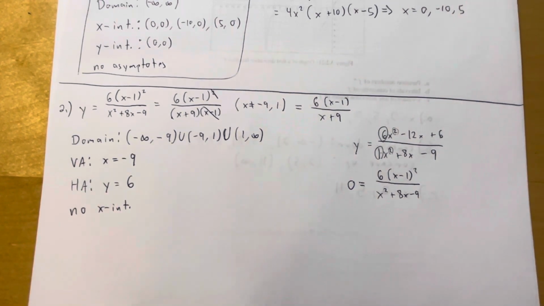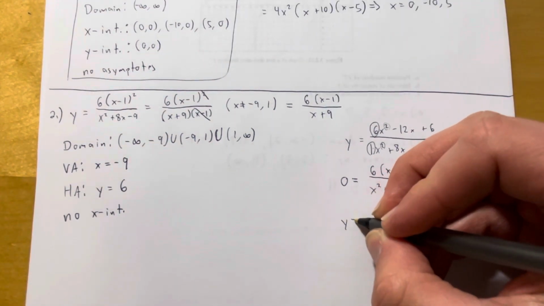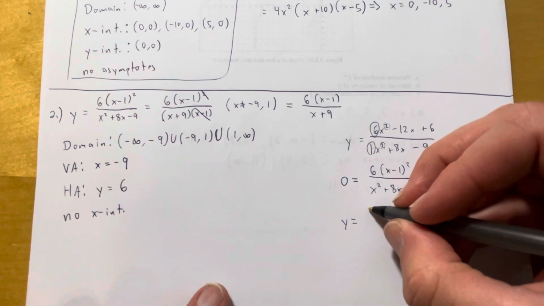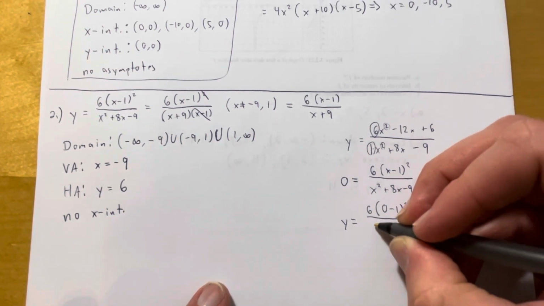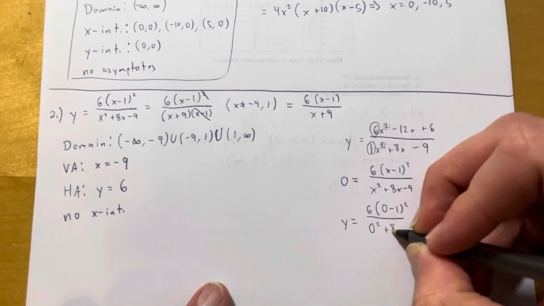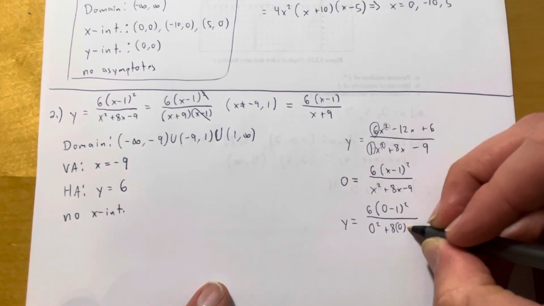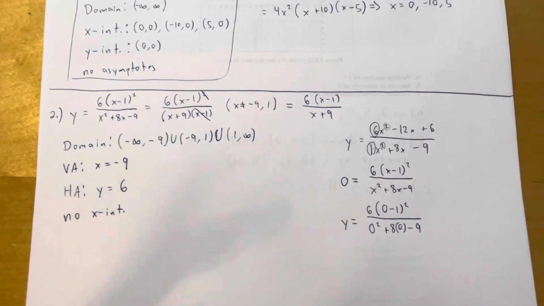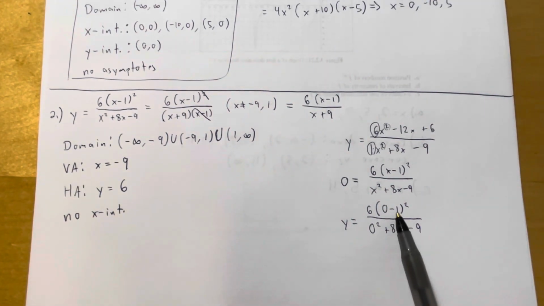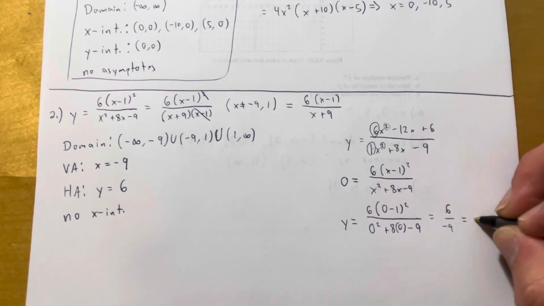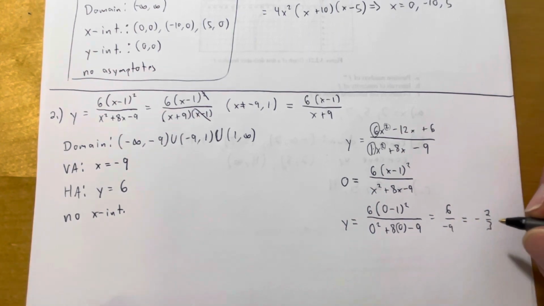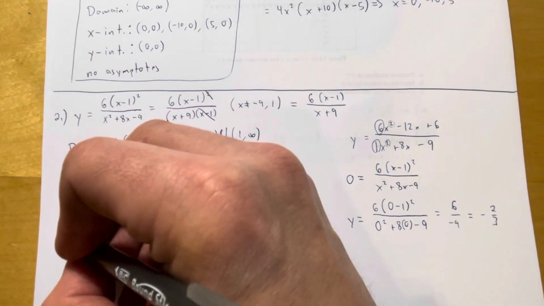What about a y-intercept? Well, for the y-intercept, we plug 0 in for x instead. So that becomes 6 times 0 minus 1 squared over 0 squared plus 8 times 0 minus 9, right? And in practice, you probably don't need to write all of that. You can do this mentally really easily. But I get negative 1 squared, which is 1, times 6. That's 6 over negative 9, or negative 2/3. That gives me the y-coordinate of my y-intercept.